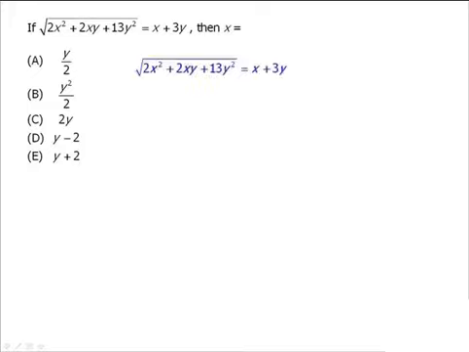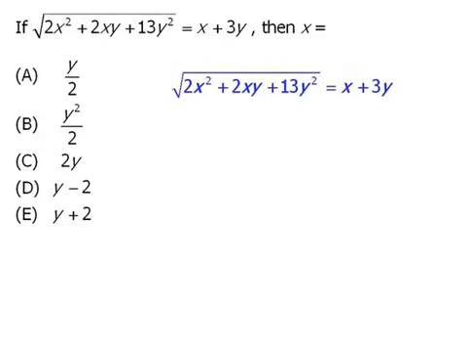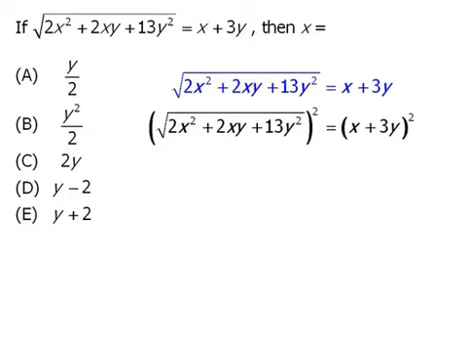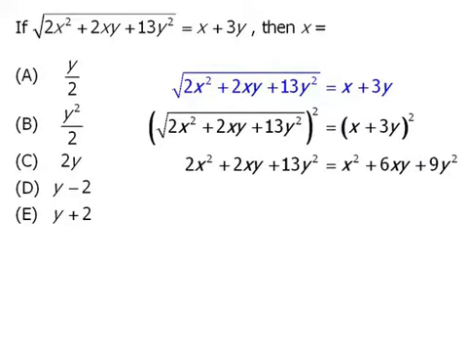Let's begin by rewriting our equation here. Now our first step should be to eliminate the square root sign. We can do this by squaring both sides of our equation. When we do this, we get the following equation.